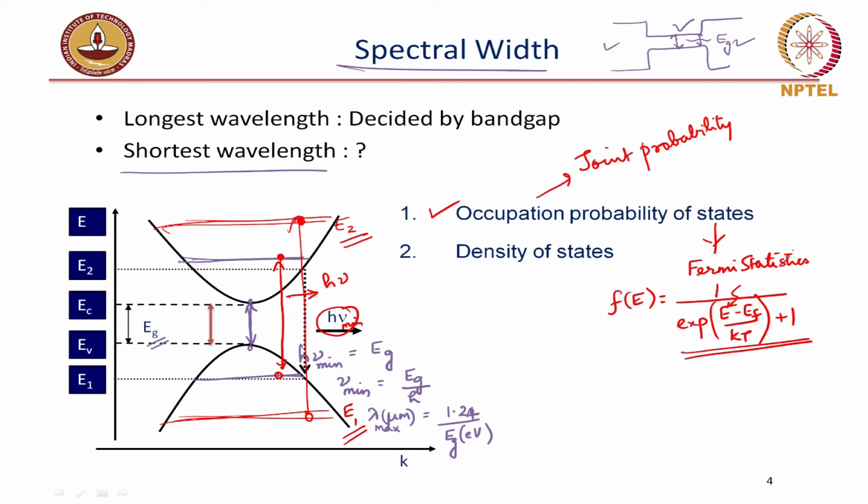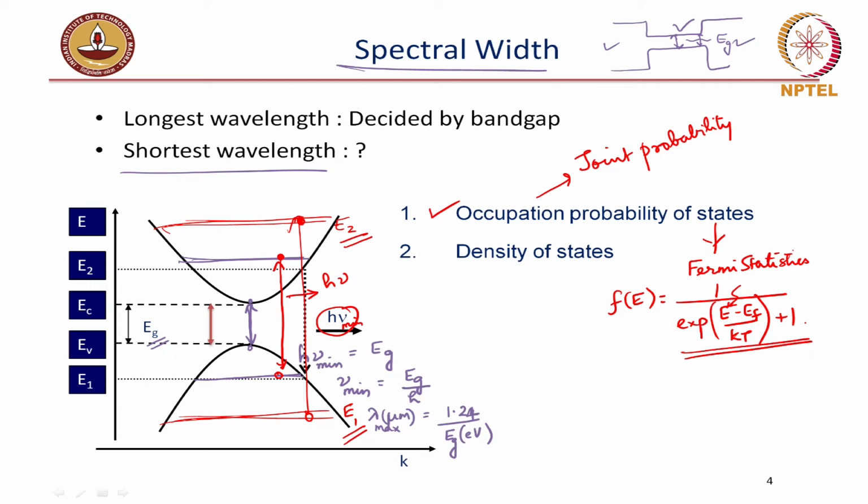Now, what is Fermi energy? Fermi energy is that energy state for which this probability is half, because when you put E equal to EF here, this probability just comes out to be half. Let's not again worry about these details. This is just to give you an intuitive understanding of what goes into deciding the shortest wavelength.